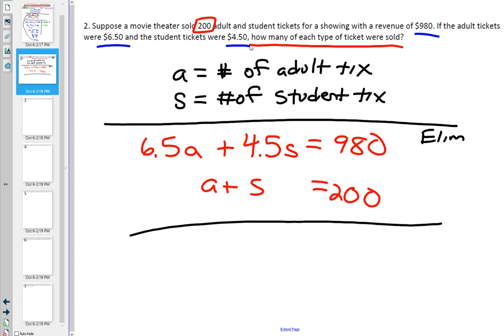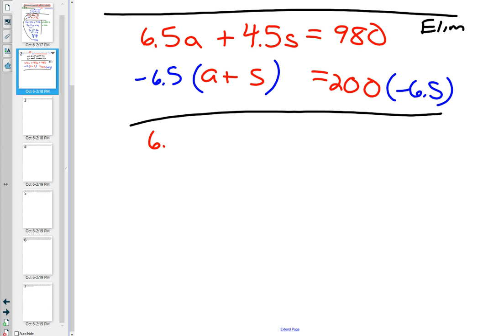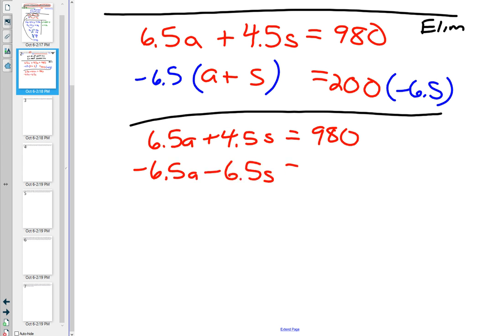Okay, so if you want to make the A's match, what would you have to multiply the bottom equation by? 6.5. Close. Negative 6.5, because I want the signs to be different. So 6.5a plus 4.5s equals 980. I wrote the first one exactly the same. Then the second one will be negative 6.5a minus 6.5s is equal to, I think that's negative 1300, but check my math for me.